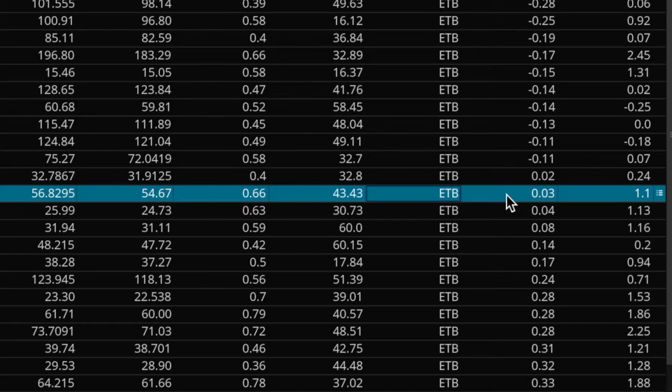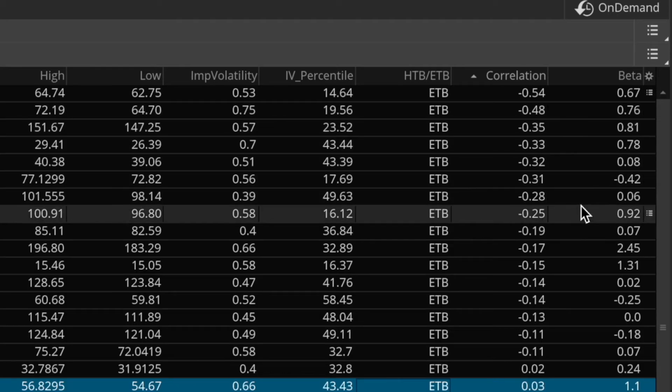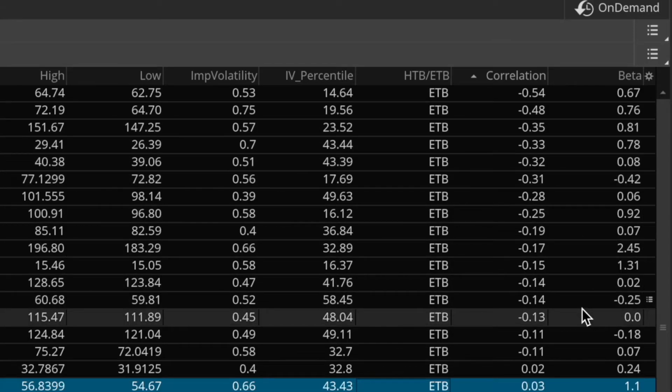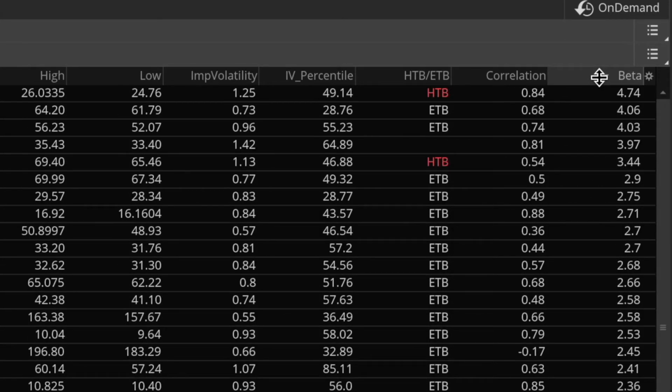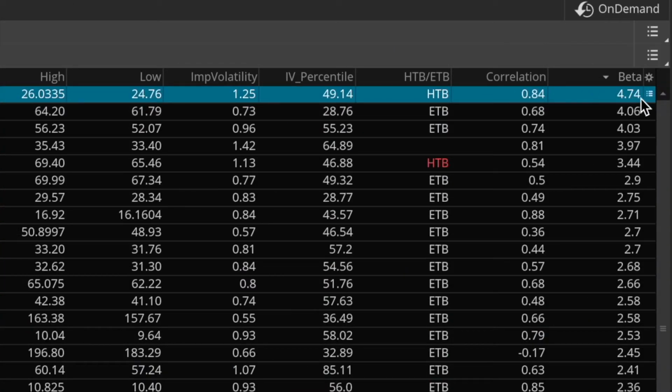market right now. And then the beta here is also a calculation which is based on the correlation, and this will tell you the expected magnitude of the price change of each one of these stocks here when the S&P 500 moves by 1%. So for example, if I sort the list based on our beta here, we can see that Upstart has a beta value of 4.74 and also a correlation of 0.84.